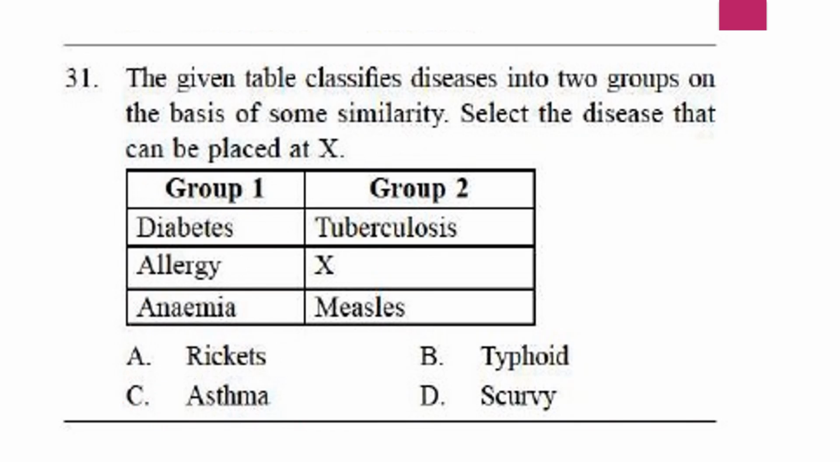Question number 31. The given table classifies diseases into two groups on the basis of some similarity. Select the disease that can be placed at X. Group 1: diabetes, allergy, anemia. Group 2: tuberculosis, X, and measles. And the right answer is option B, typhoid.